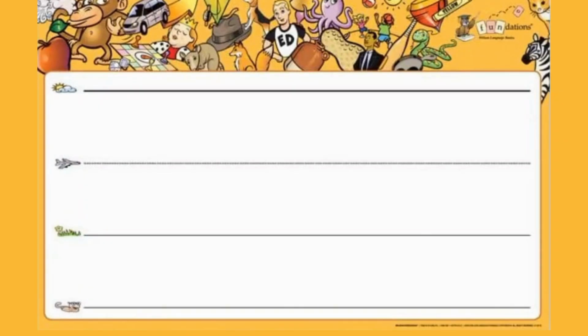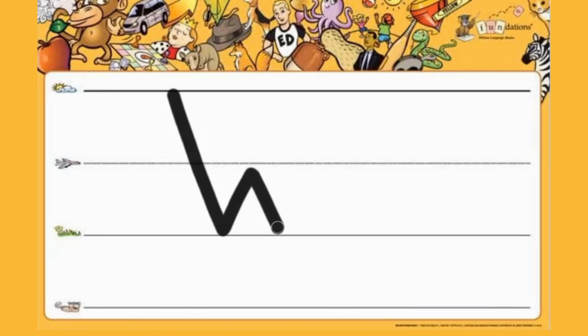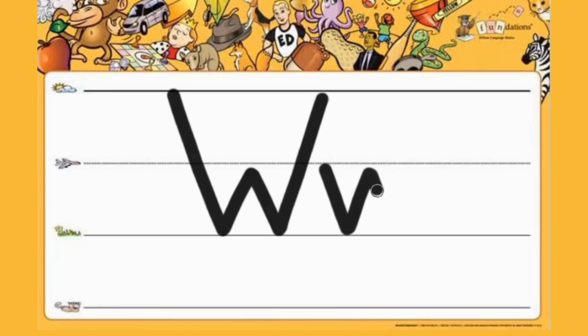For uppercase W, point to the skyline, slide down to the grass line, slide up to the plane line, back down to the grass line, and slide all the way back to the skyline. For lowercase w, W is a plane line slide letter. It starts on the plane line and slides. Point to the plane line, slide down to the grass line, slide up to the plane line, slide down to the grass line, slide up to the plane line.